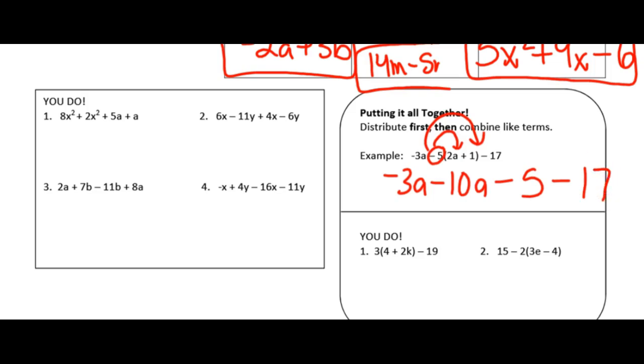So we distribute everything in that parentheses, and then we just had a couple terms that weren't in the parentheses that are still part of the problem. So we have some like terms, these first two. We combine those, we get negative 13a. And then we have some like terms, the last two, negative 5 minus 17. So they're both negatives. Remember, when I have two numbers that are negative, I'm going to add them and just keep that sign. So it is minus 23.